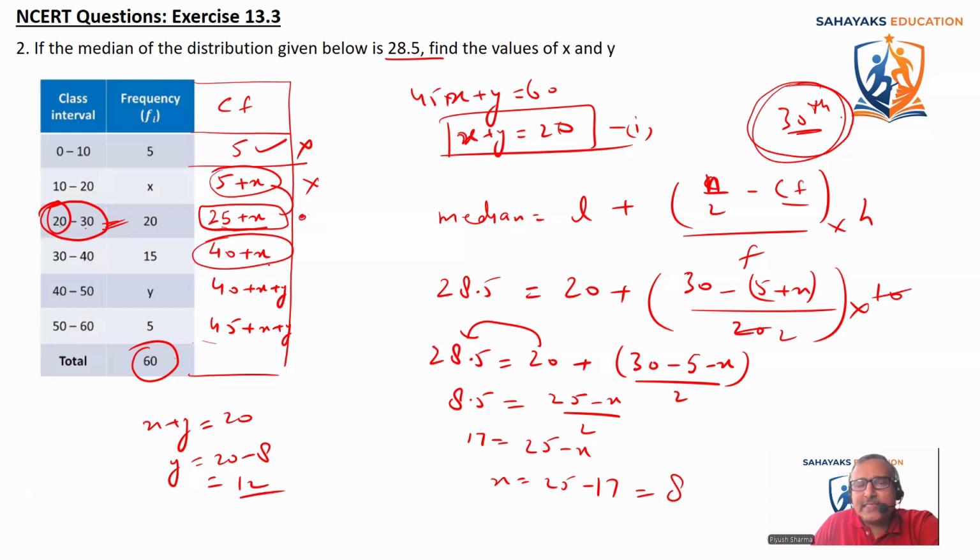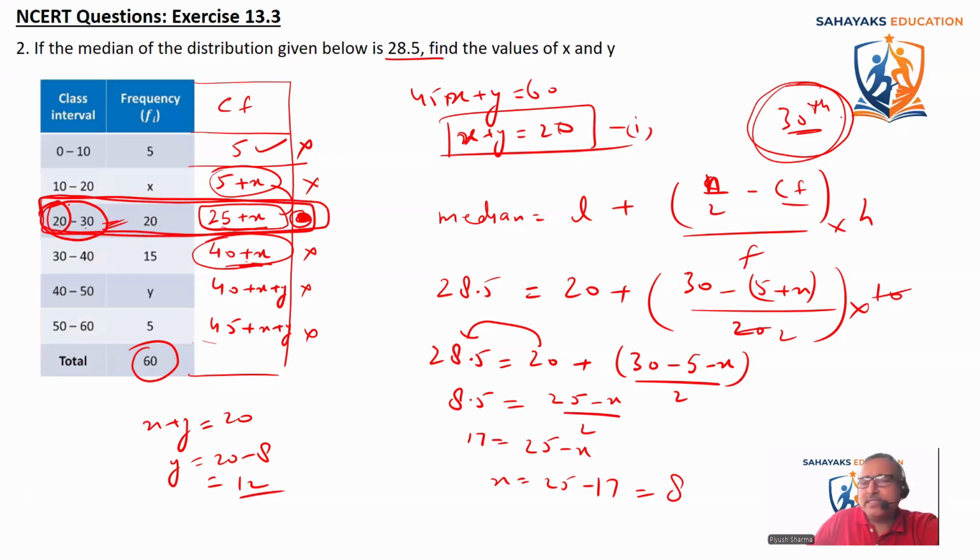Now it is 40 plus x. That means it has already exceeded, so this cannot be the median class. The 30th value cannot be in this. And similarly for this and this. So finally we identified that this class will be the median class. Okay, so it was an easy question.